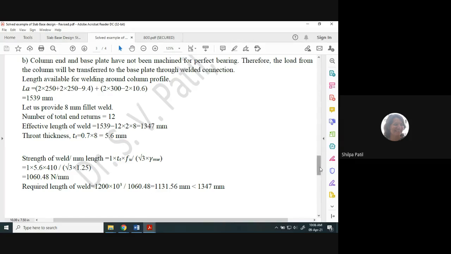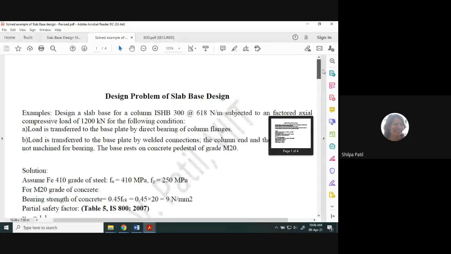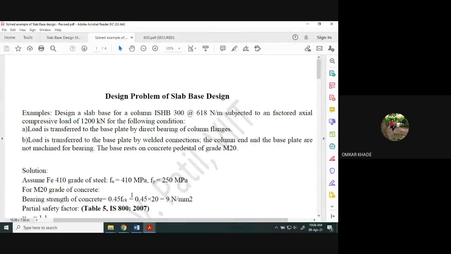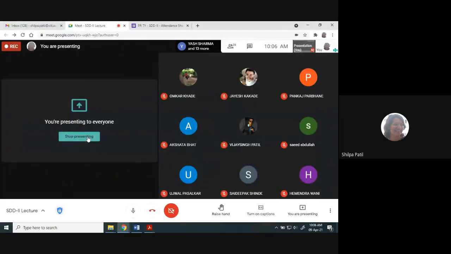So is it clear to everybody? The design of slab base? Yes, ma'am. Now next lecture we will start with the design of gusseted base. That is in Monday's lecture. I will explain to you the design of gusseted base. Along with the dimensions of the slab base, whatever steps we have discussed for deciding the dimensions of slab base are used there. Along with that, we have to decide the dimension of the gusset plate and the cleat angle or gusset angle. That is the additional part. So we will discuss it on Monday. Okay, so we will stop here.